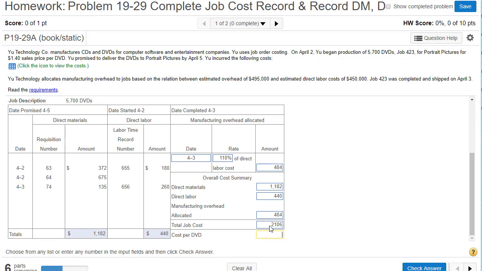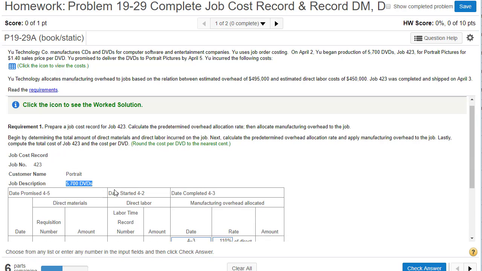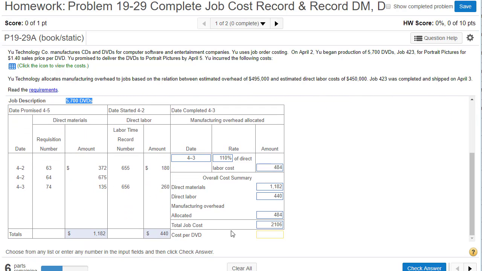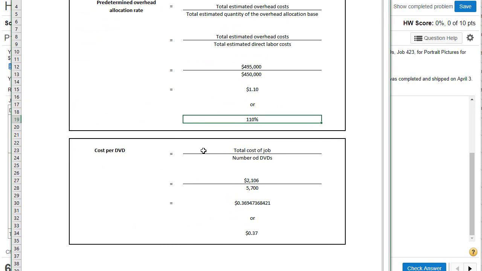Okay, and then the cost per DVD. So remember, this job produced 5,700 DVDs. So we're going to take the total cost of the job, 2106, divided by the number of DVDs. My spelling is horrible.